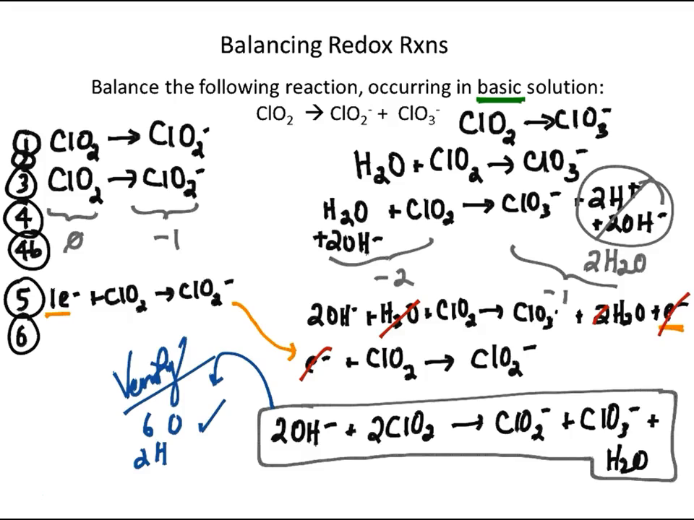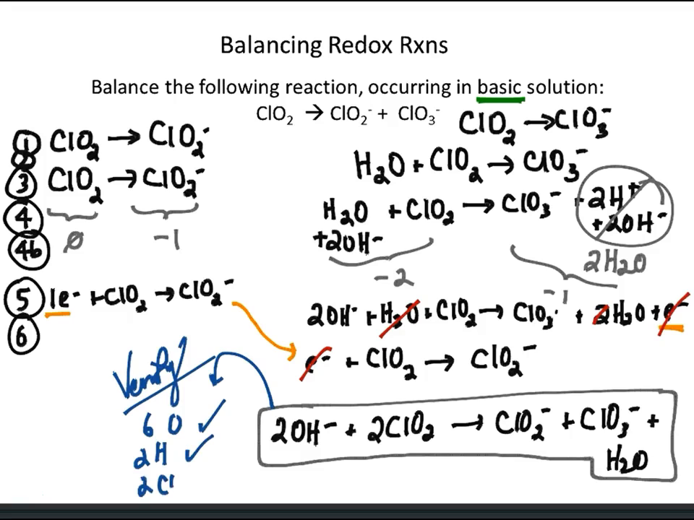2 hydrogens on the left, and 2 hydrogens on the right. 2 chlorines on the left, 2 chlorines on the right. And then a -2 charge on the left and a -2 charge on the right. So verify that all the atoms are balanced and verify that the charges are balanced.